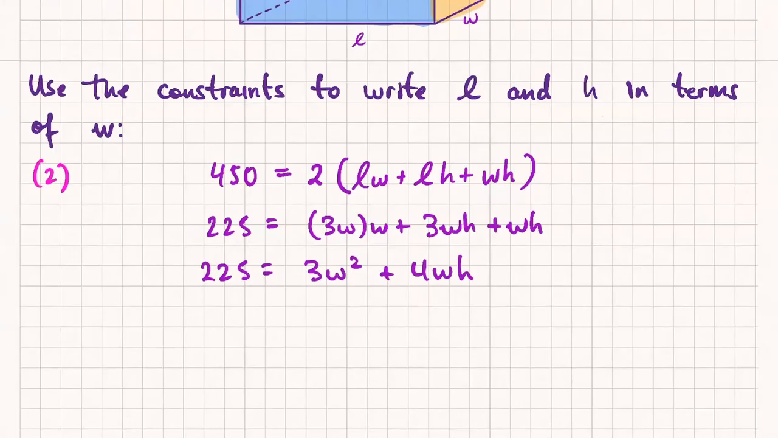Remember, I'm solving for H. So I get what? H equals 225 minus 3W squared all over 4W. And so that's my equation for H in terms of W. Just very simple algebra, right?